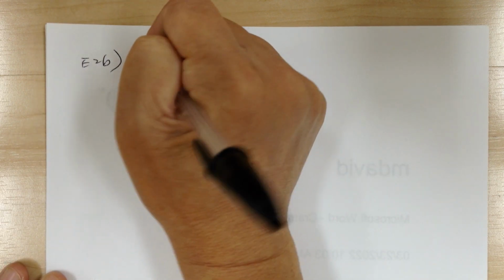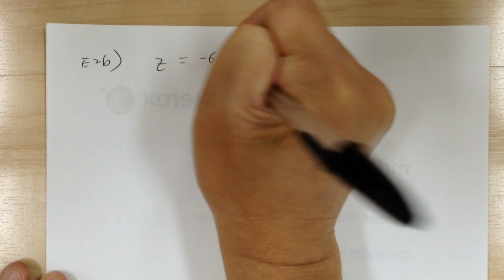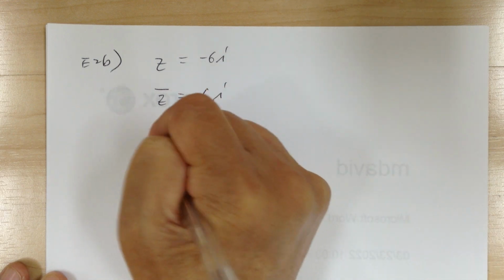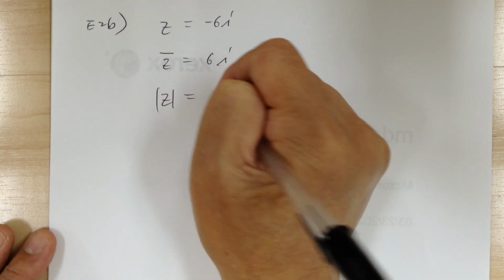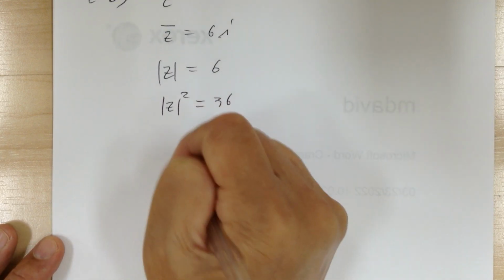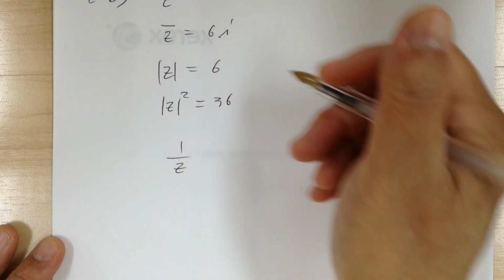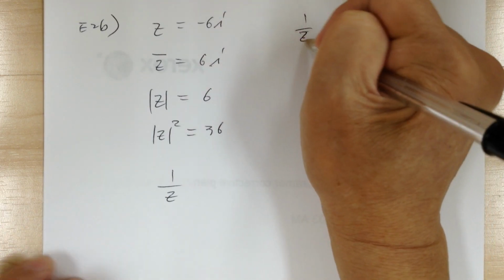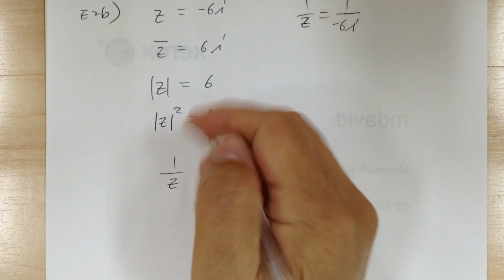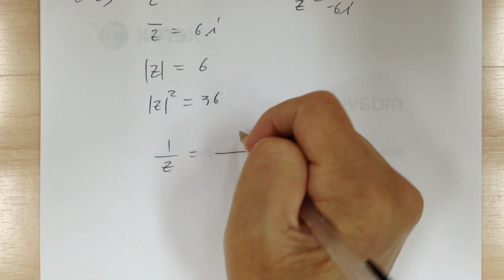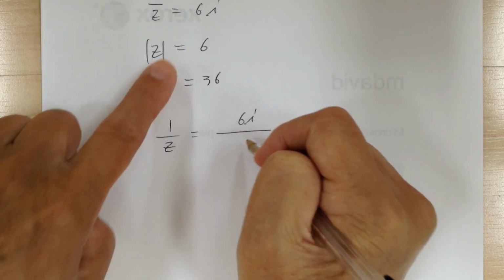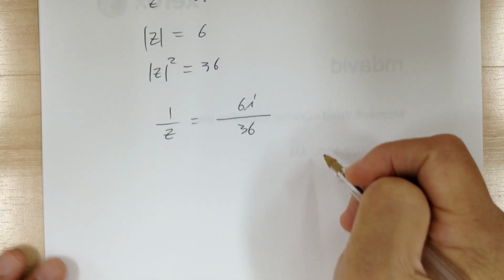Example 2b, again, z equals negative 6i, and the conjugate of that equals 6i, and the absolute value of z equals 6. So the absolute value squared equals 36. So 1 over z, okay, and you can check, right? 1 over z, if you know it from here, is 1 over negative 6i. But you can check, right? If you use the formula, it would be 6i divided by the square of that, which is 36.